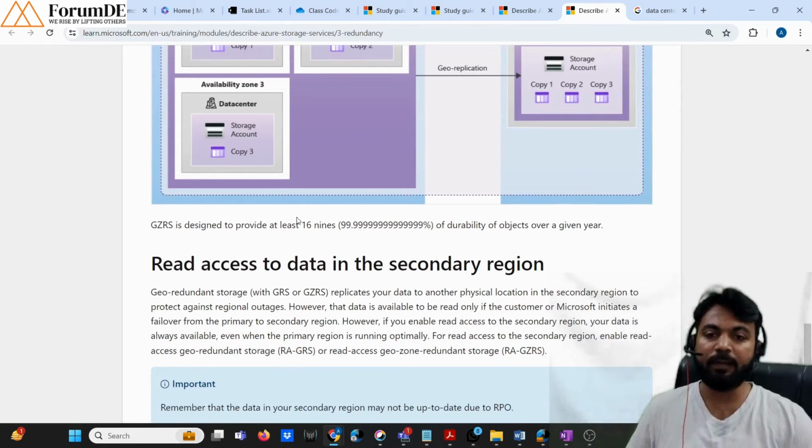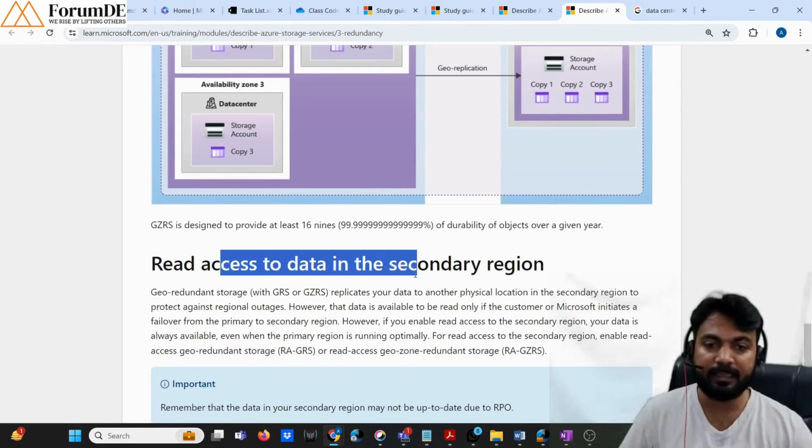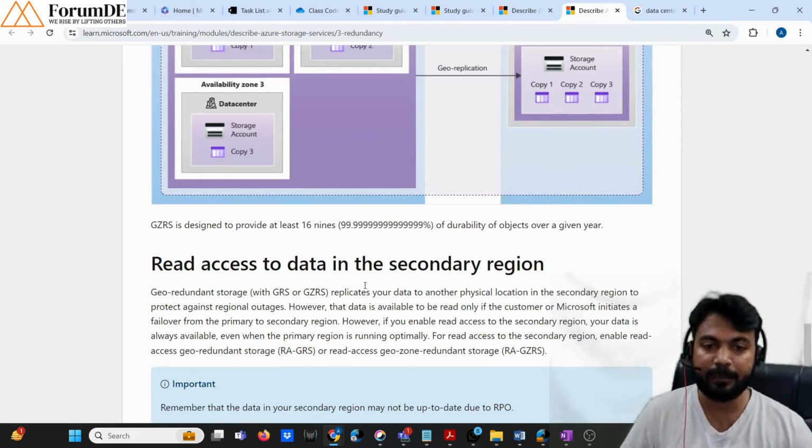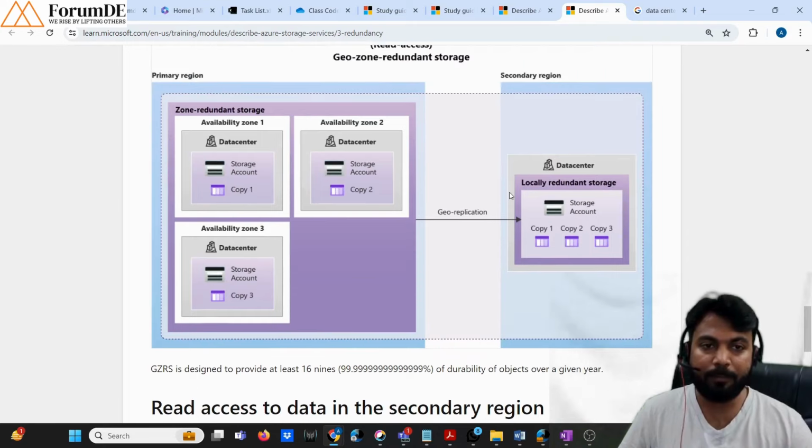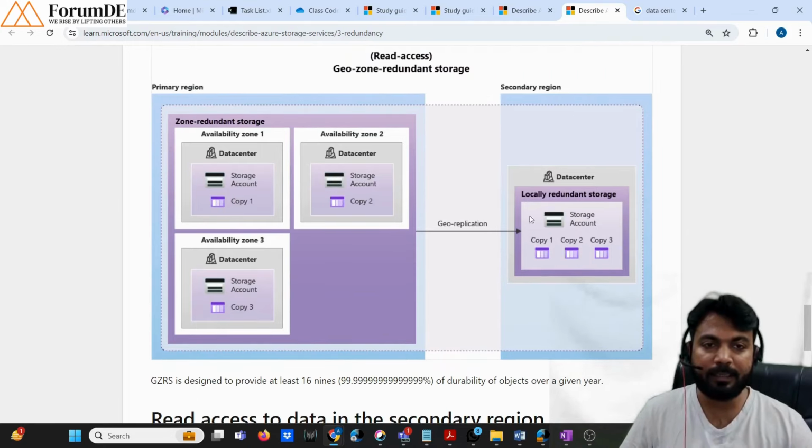Now we have something called read access to data in the secondary region. In this, we have only read-only access to the secondary region. We don't have write access to this secondary region. We have read, write, and all kinds of access in the primary region.